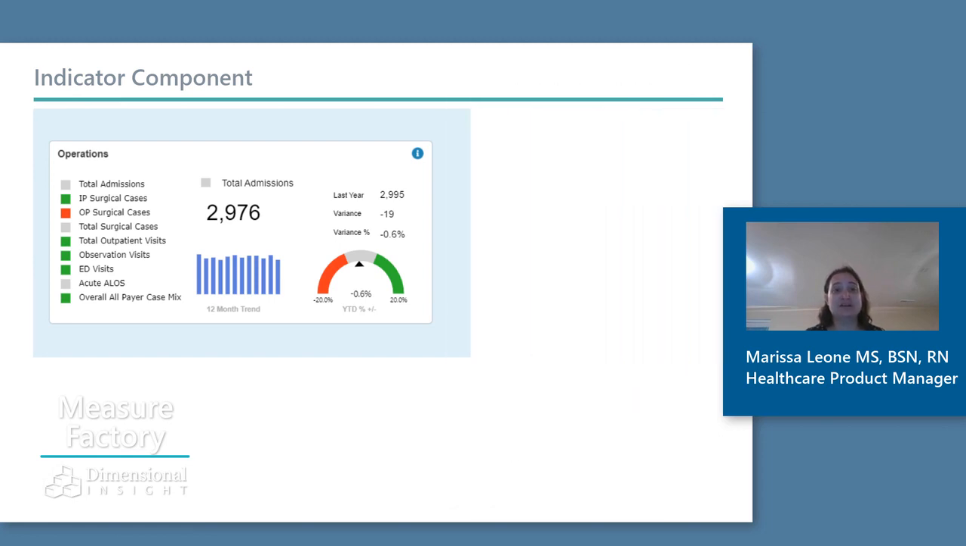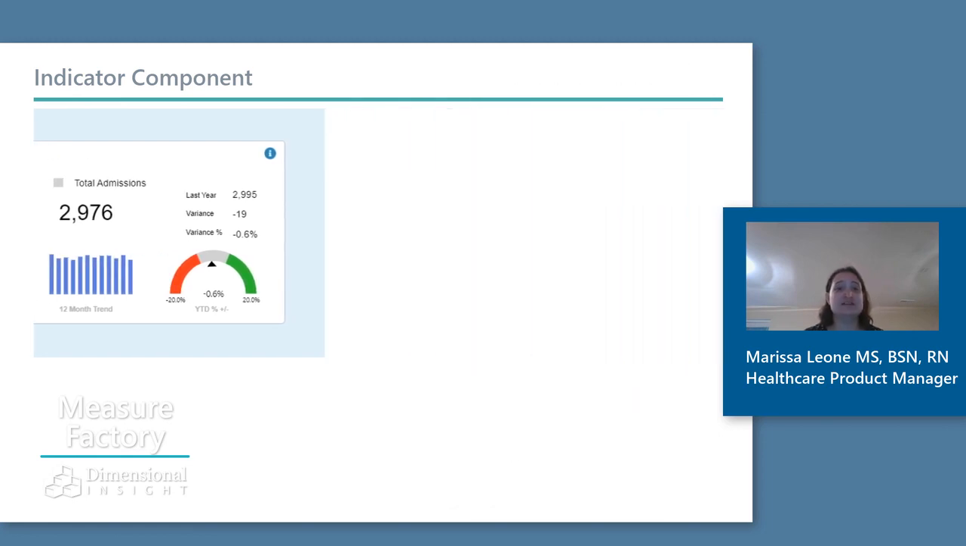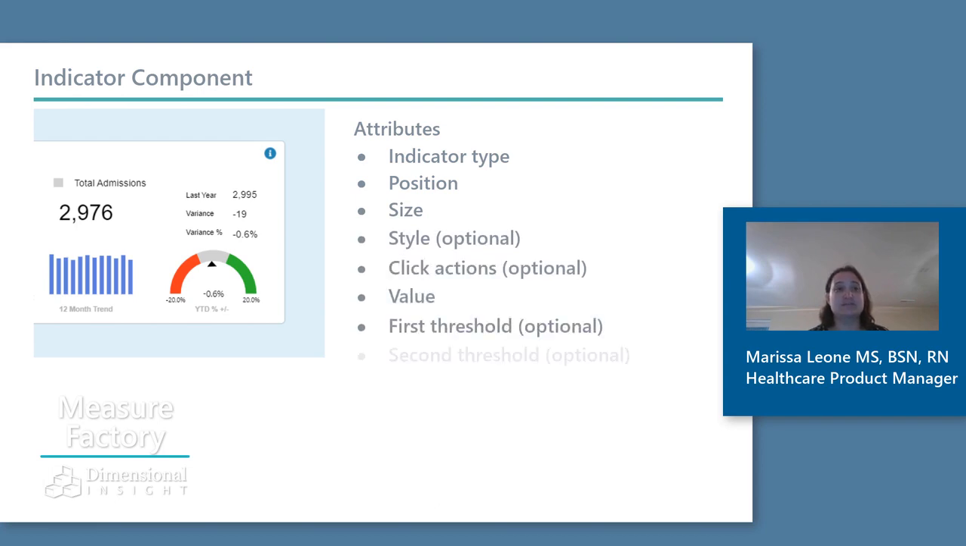So for the block and possible attributes, first you're going to set your indicator type, and this can be a text, alert, gauge, or any number of other options. And then you can set its position within the stamp, its size, and then the optional click actions and threshold.